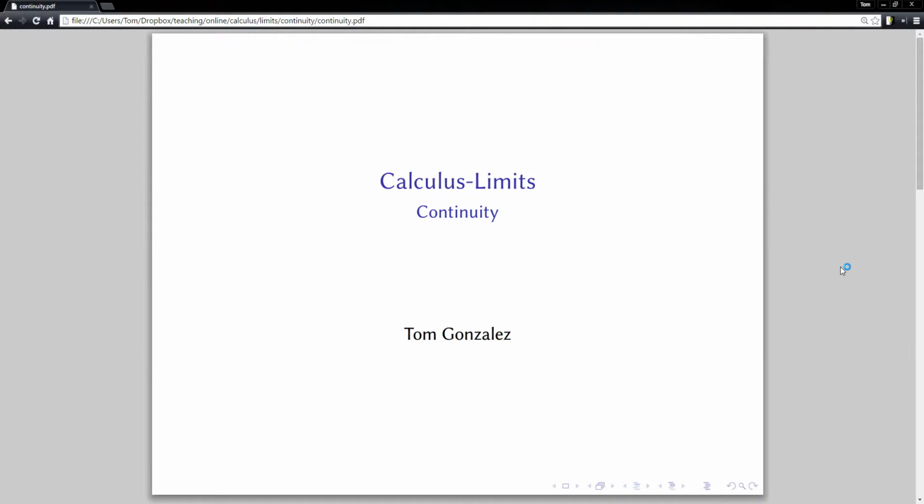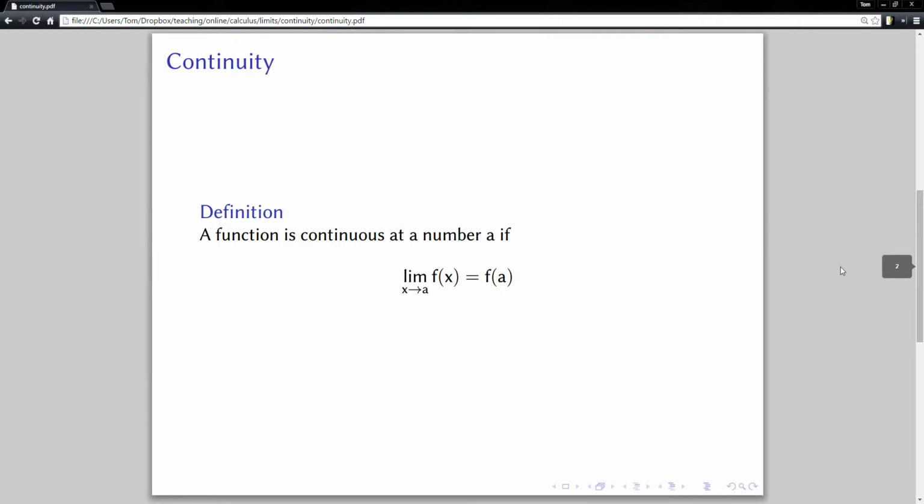In this video, we're going to talk about continuity. The definition of continuity is that a function is continuous at a number a if the limit as x approaches a of f of x equals f of a. Okay, so if the two-sided limit as x goes to a of f of x is equal to f of a.